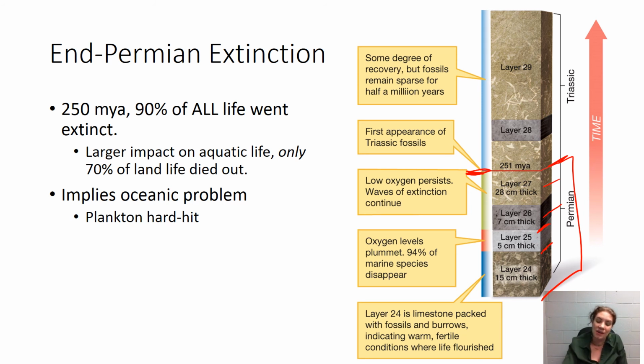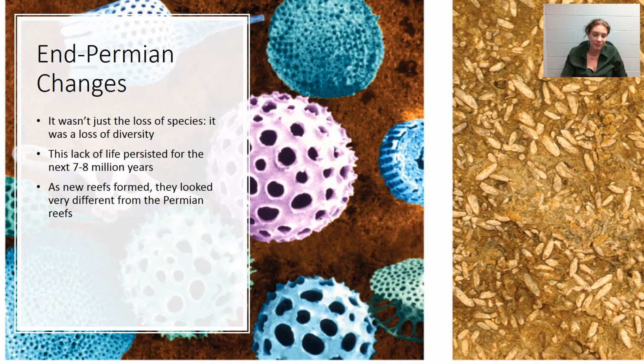When you compare these to what we actually saw before that event, before the oxygen levels tanked, you've got a lot more structures. You've got a lot more diversity in this layer 24 before the oxygen levels dropped off. So since it was the oceans that were hardest hit, this implies an ocean problem. Plankton, bottom of the food web. I learned that back in like 3rd grade or whenever it was.